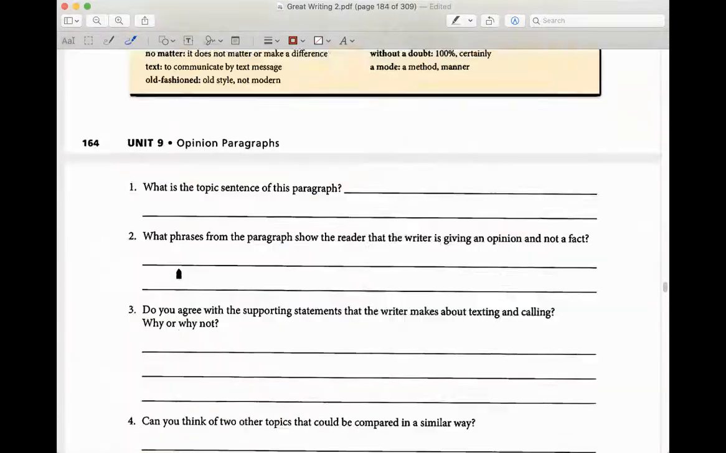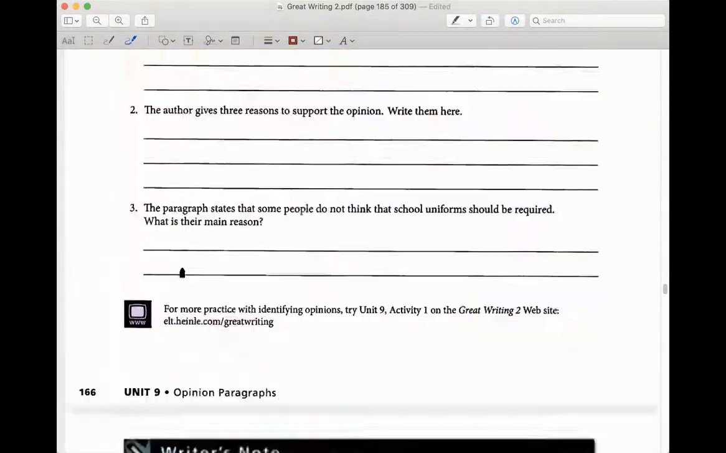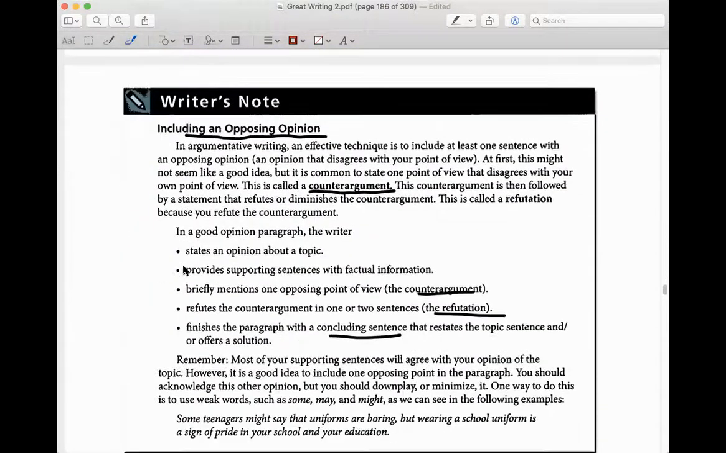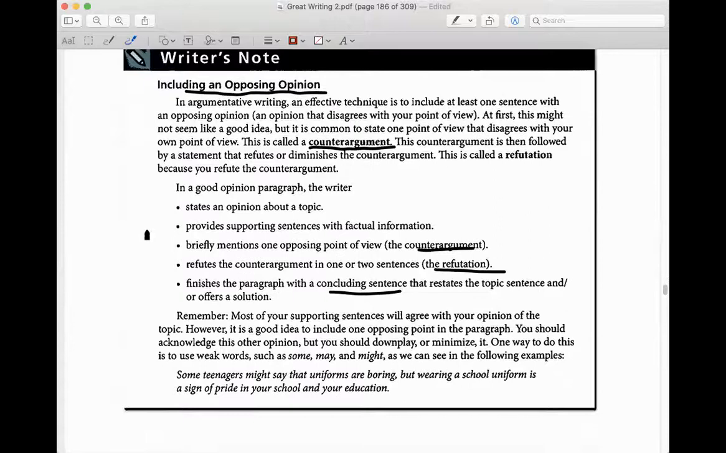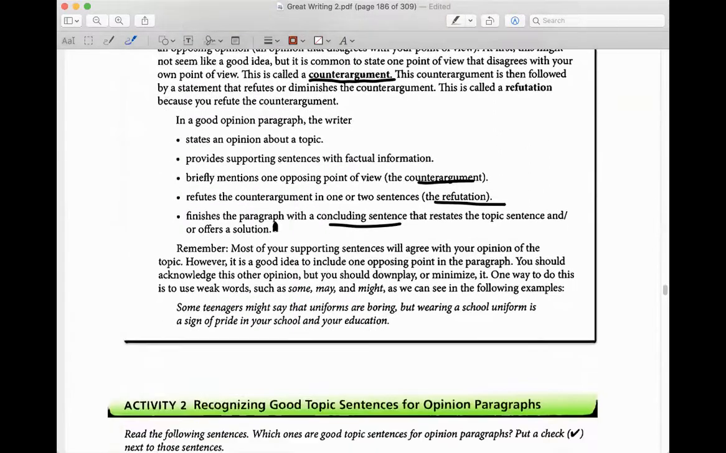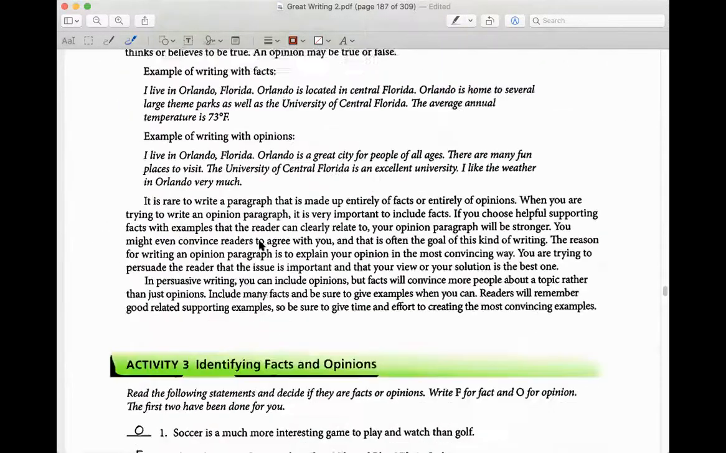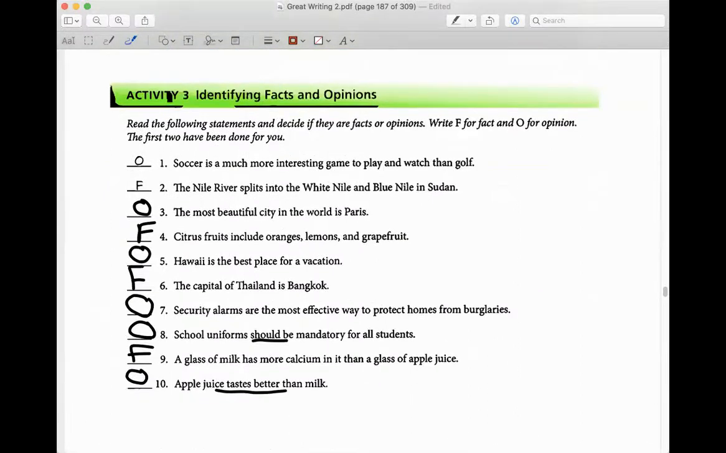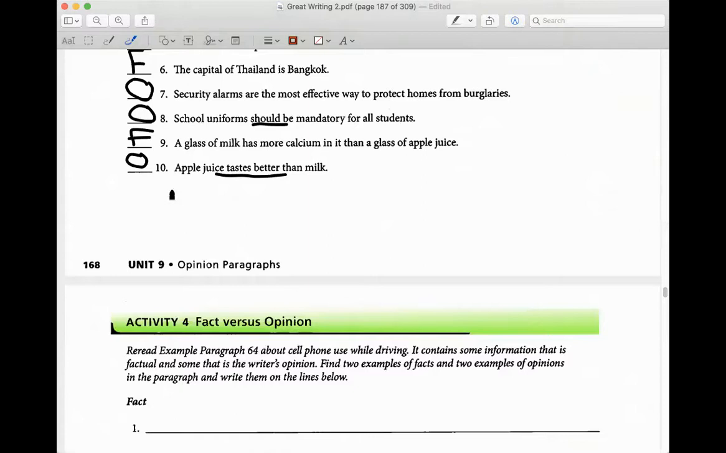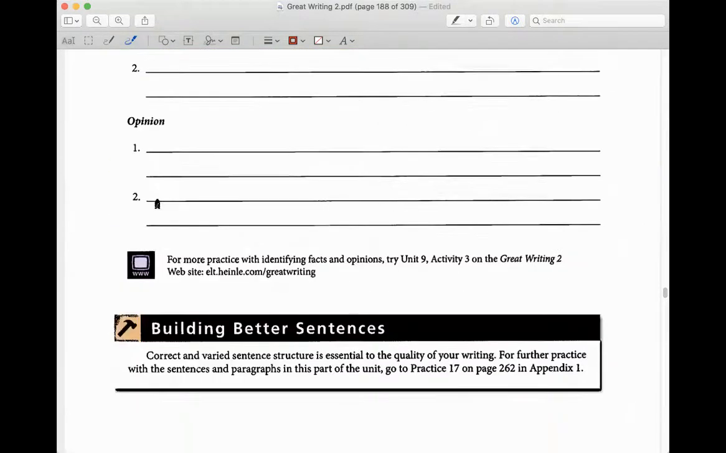All right, so we got our opinions here. How to write good opinions. You don't have to worry so much about this stuff. You should be able to identify a fact and opinion, though. If I give you a sentence and say, is this a fact or opinion? You should be able to identify that.